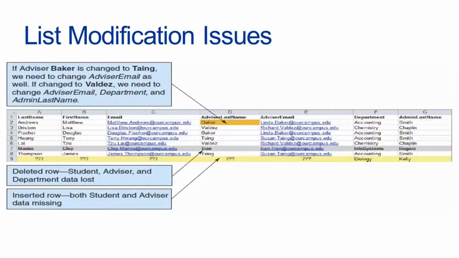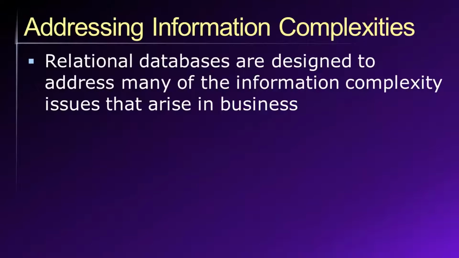These are some of the problems with these lists. Now remember earlier I mentioned that in the business world there are complex relationships among different types of data. For example, a department may have many employees who work in that department.